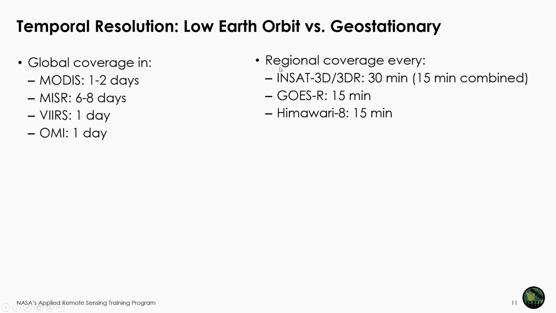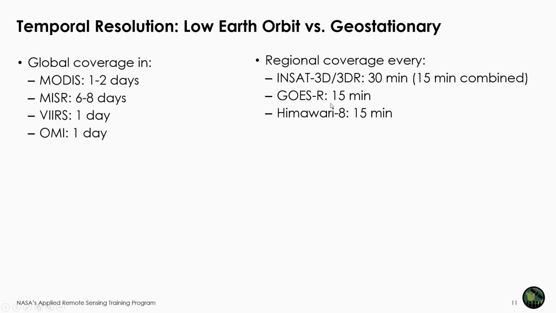However, in case of geostationary satellites, you get a high temporal resolution. Like INSAT 3D alone is providing a snapshot every 30 minutes, combined with INSAT 3DR it becomes 15 minutes. But you cannot get the global coverage. You can only get a regional coverage over India.